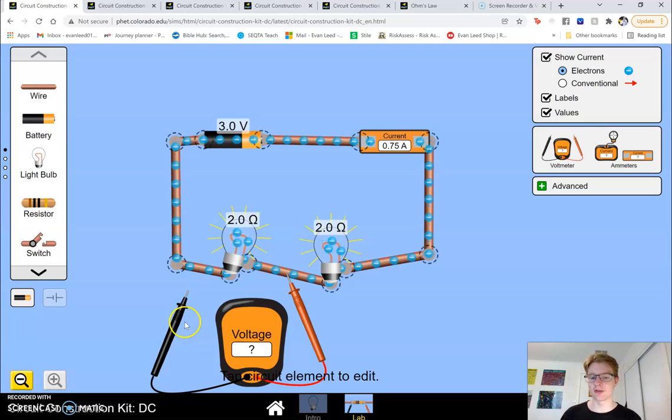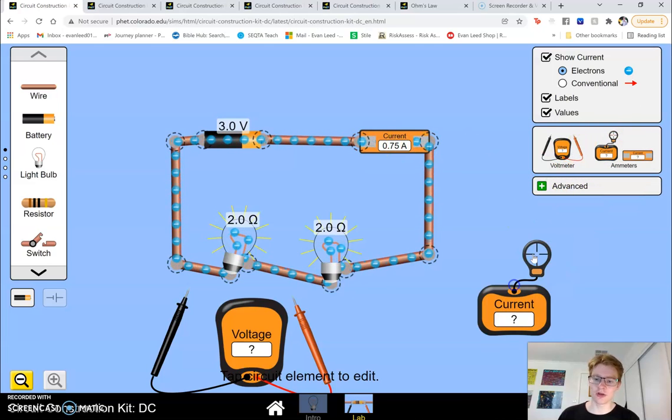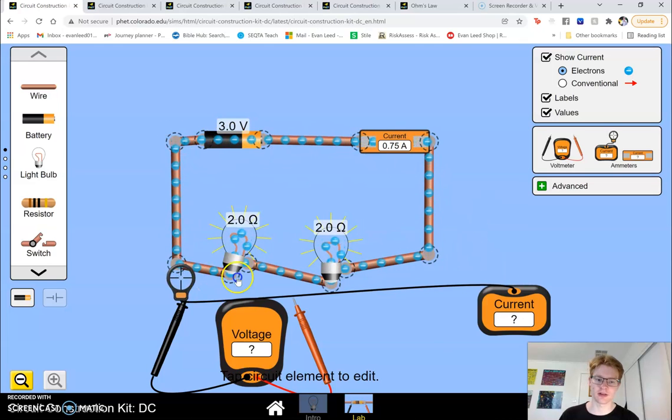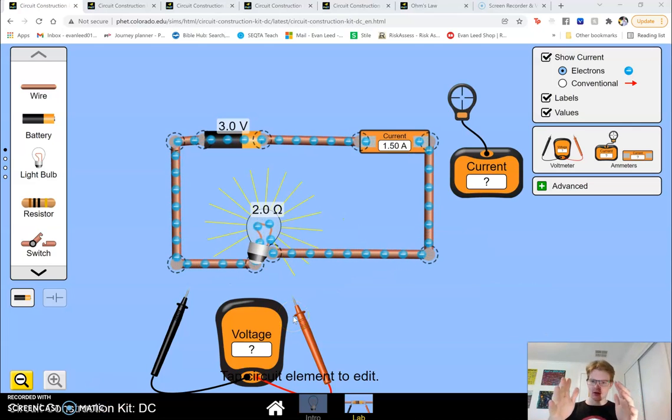Another thing with PhET is it's important to know how ammeters and voltmeters work. So ammeters measure current, voltmeters measure voltage. Ammeters, you can take an ammeter and plug it into the circuit just like this one is, or you can take this ammeter and hover it over and it tells you what the current is at that point in the circuit. Simple as that. Voltmeters, on the other hand, are what people get confused with.